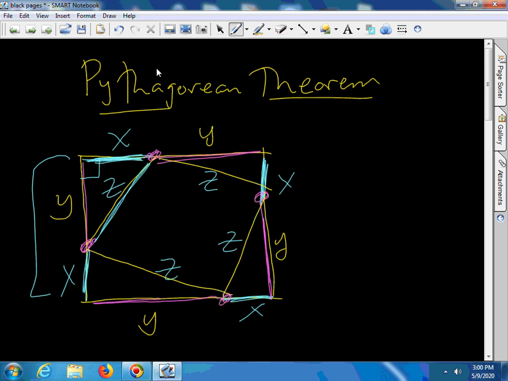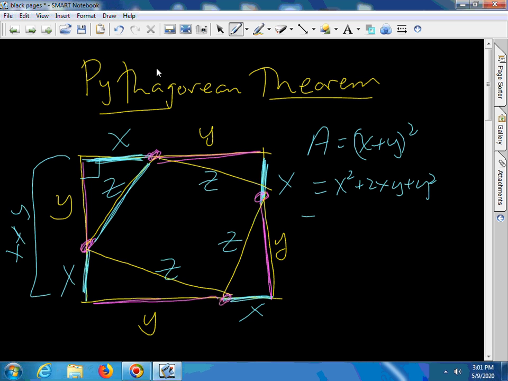Each side is x plus y. So on one hand, the area is x plus y squared, which is x squared plus 2xy plus y squared. That's on one hand. On the other hand, the area of this triangle, like every other triangle, is 1/2 times the base, which I'll call x, times the height, which I'll call y. But we have 4 of those.